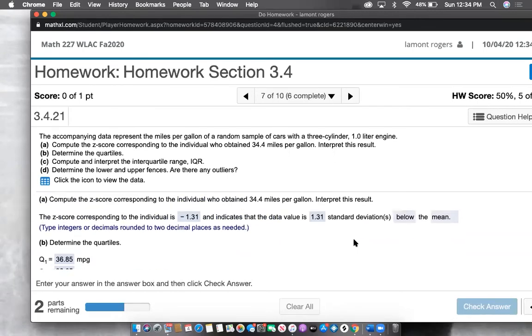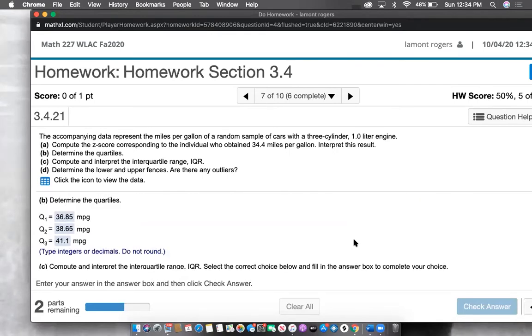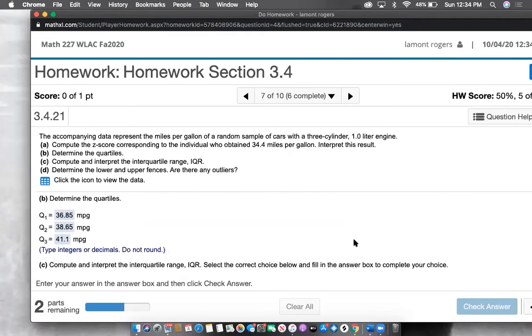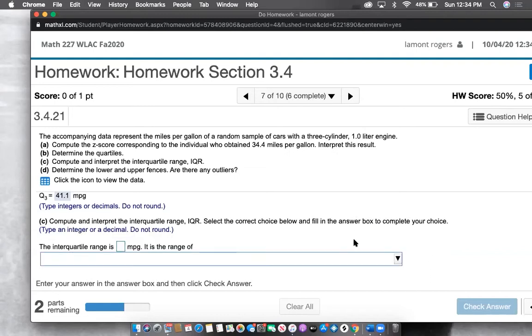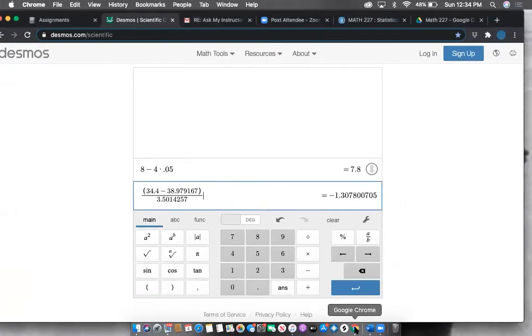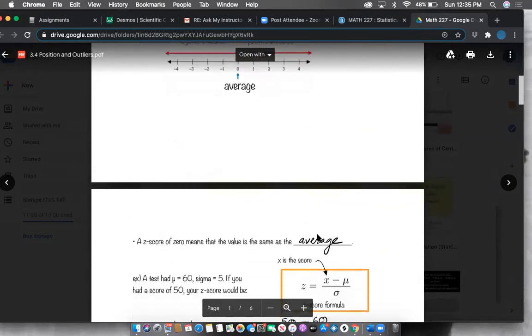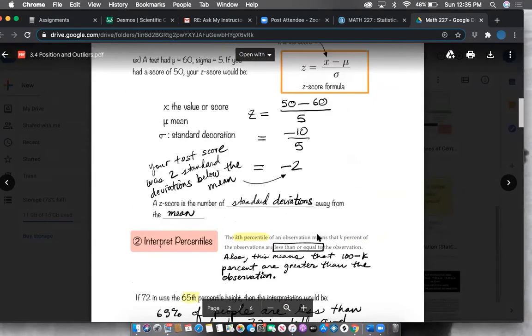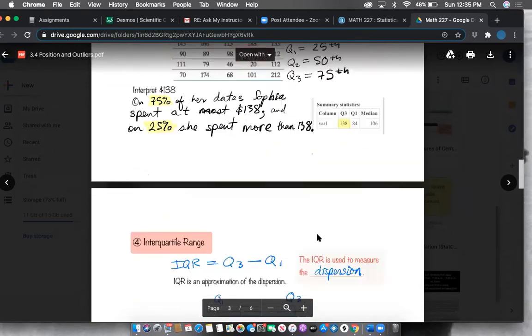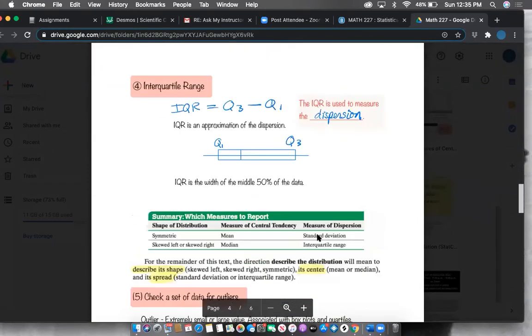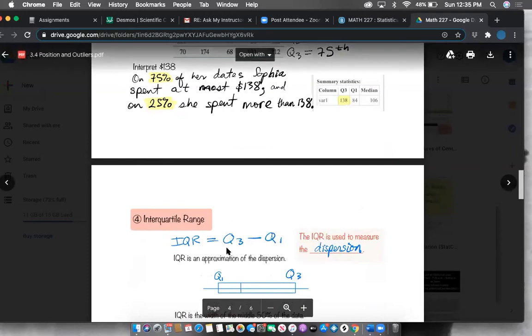If you go back to those notes, you'll see all of it is in those notes. You're looking for the interquartile range formula. It should say that it's Q3 minus Q1. There it is. Interquartile range is Q3 minus Q1. So that's how you find it. Perfect.